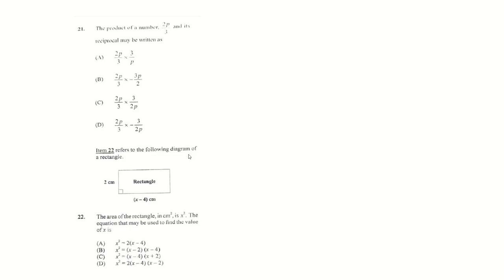Let's look at January 23. Paper 1, Section 6, numbers 21 to 26. The first one is the product of, this is a little bit blurry just now. If the product of 2p over 3 and its reciprocal, which is 3 over 2p, this would be the answer. You're looking for 2p over 3 by 3 over 2p, which is C. Right, we did this question already.